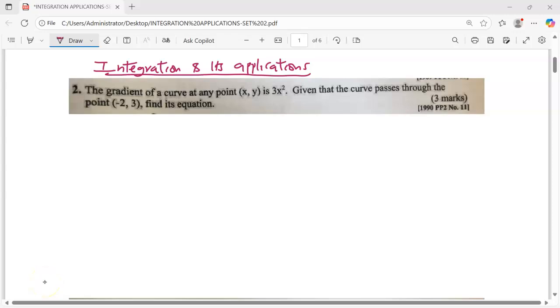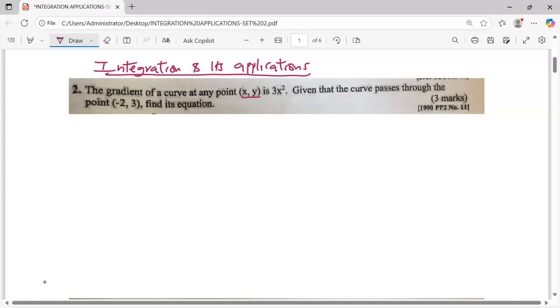We are presenting a question that was done in KCSE 1990 paper 2 question number 11, a question on integration and its applications. And the question we have reads: the gradient of a curve at any point represented by (x, y) is 3x squared. Given that the curve passes through the point (-2, 3), find its equation.